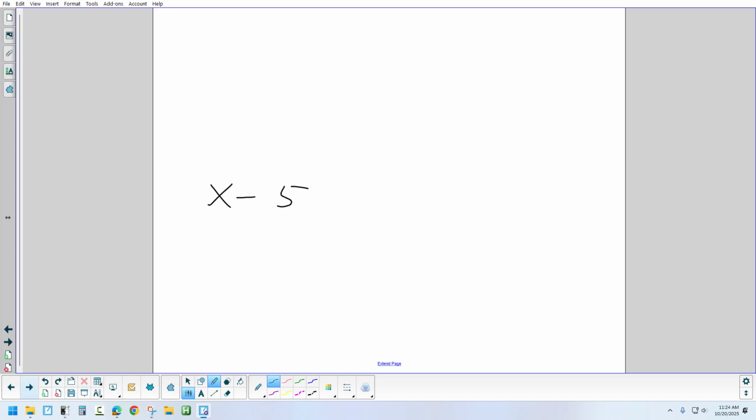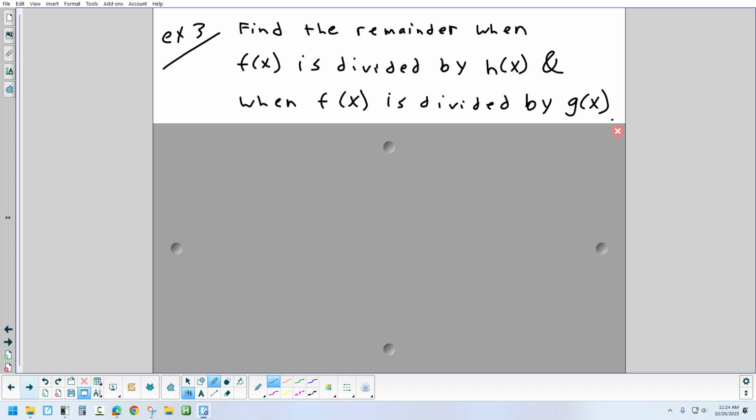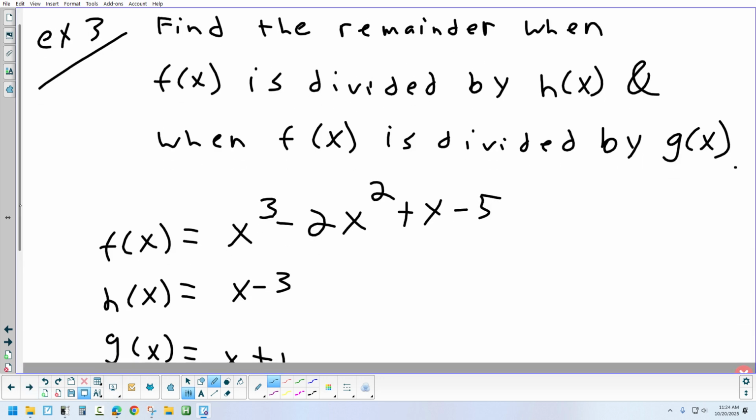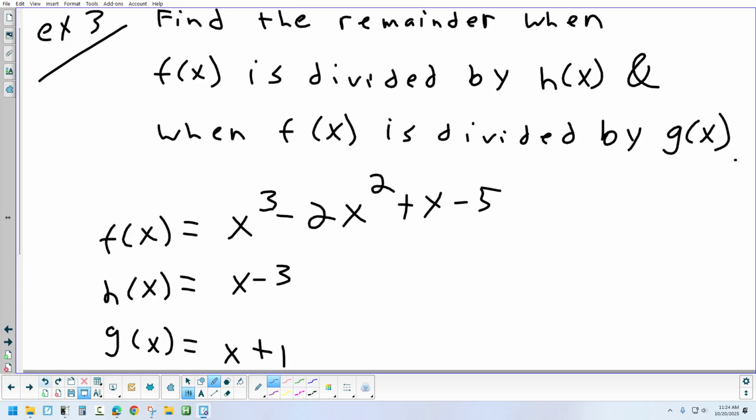Okay, so now let's see if we can find the remainder when we do these two problems. Now, if we were going to do long division, it's going to take a while. But to do the remainder theorem, just to get the remainder, that's going to be pretty quick. So first they want me to take f of x divided by h of x, then take f of x and divide by g of x. So two separate columns. Let's start with f of x divided by h of x.